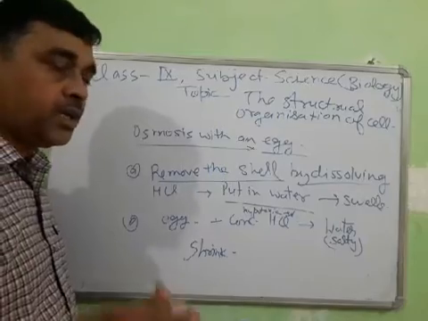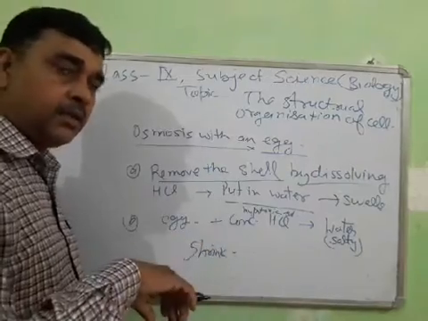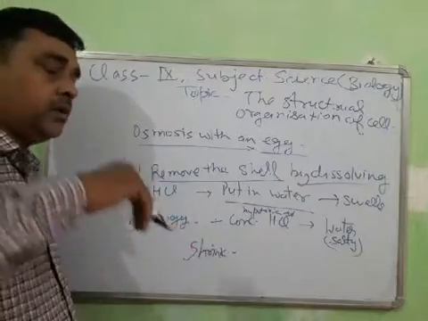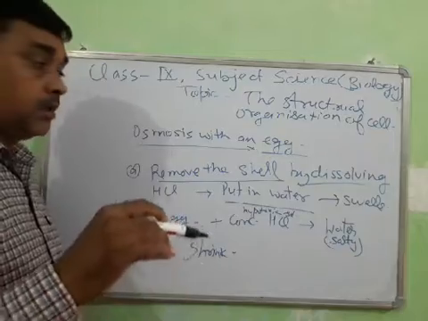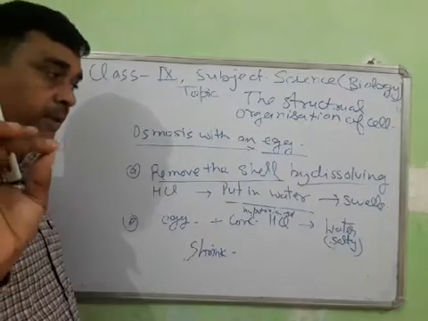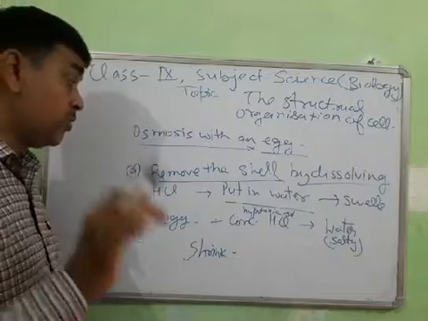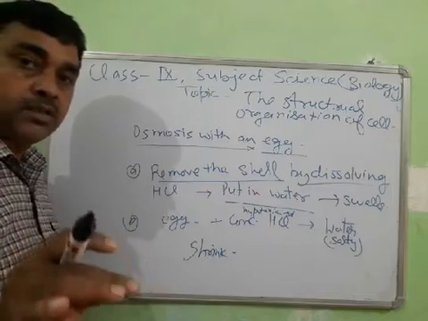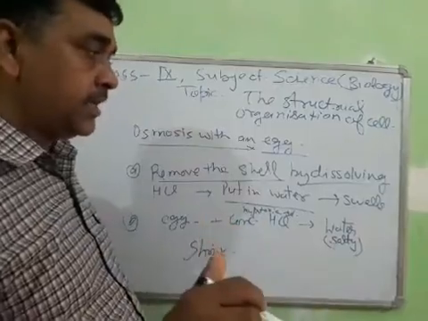Hypotonic solution means the amount of water is higher than inside the egg cell. So the higher concentration of water will enter through the semi-permeable membrane, because the egg is surrounded by a semi-permeable membrane and also covered by the shell. When you remove the shell of the egg, you can see the semi-permeable membrane very easily. So water will enter inside the cell and it will swell up.